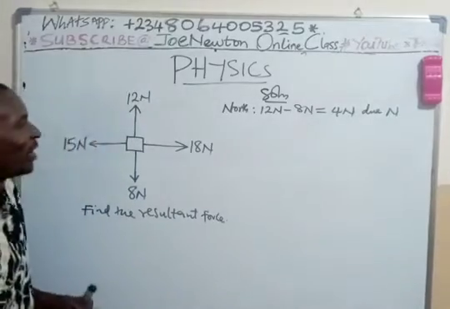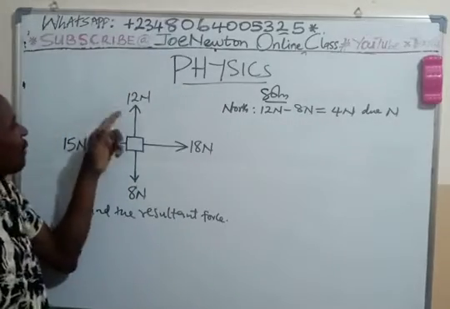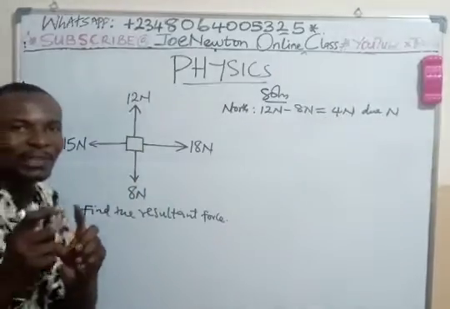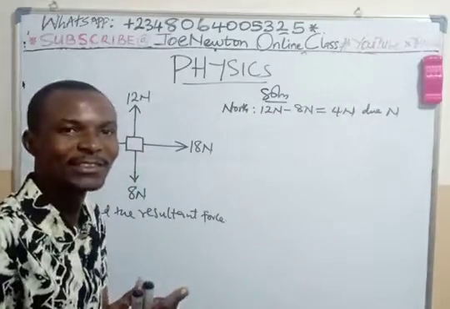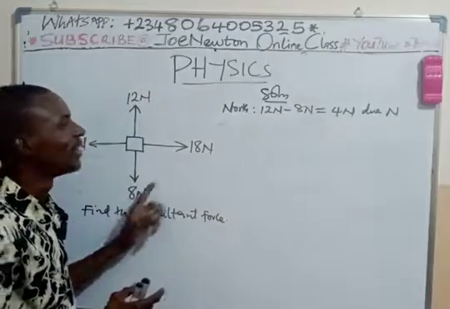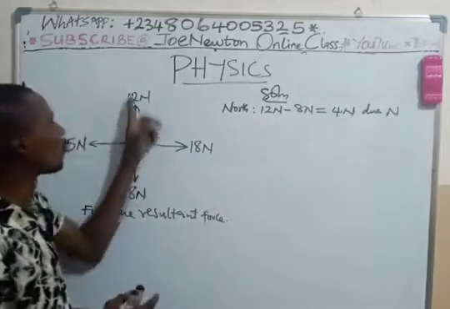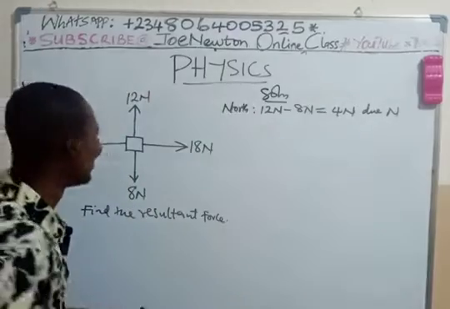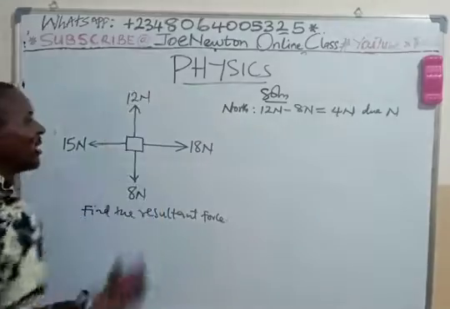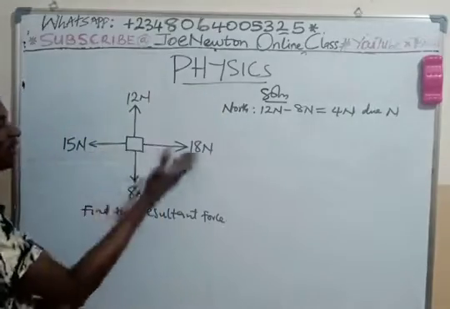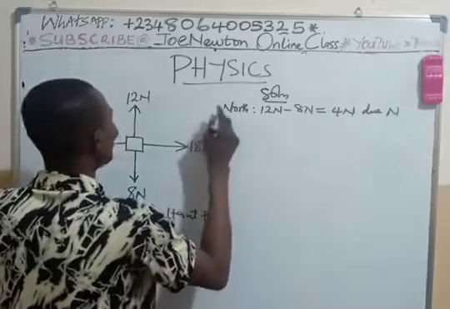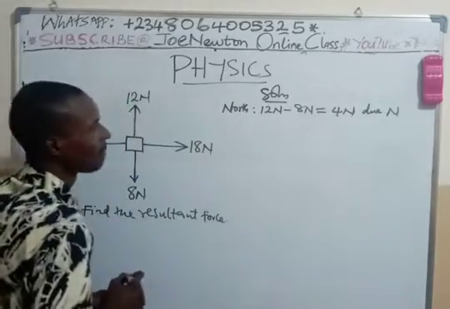Why? Because the force of 12 Newton is greater, and we have the effect more than that of 8 Newton. So the 4 Newton here should act towards north. Now the effective force there is towards the north direction. We now come to these horizontal forces. We have this for the north-south.